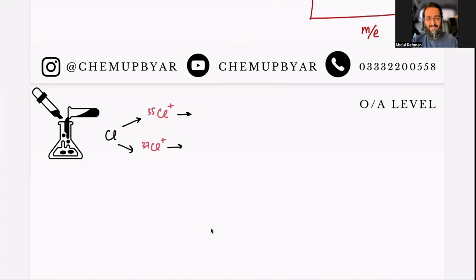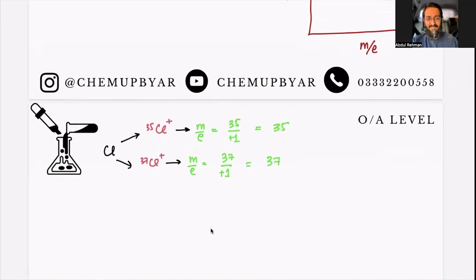Okay. So what is the mass? Mass is 35. And what is the charge on it? +1. What is the mass? What is the charge? So the mass over charge ratio is going to be 35 for this isotope and 37 for the other. So it means that the x-axis, which is actually the mass to charge ratio, is actually giving us the mass of each isotope. Is this clear so far? Any confusion? Okay.